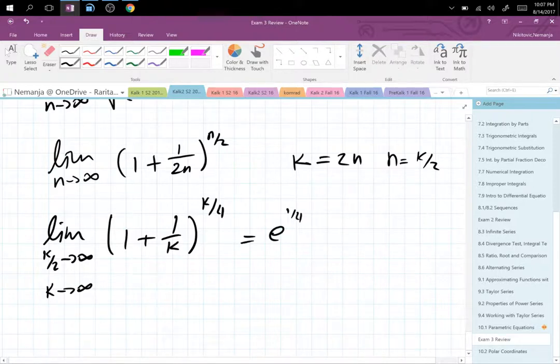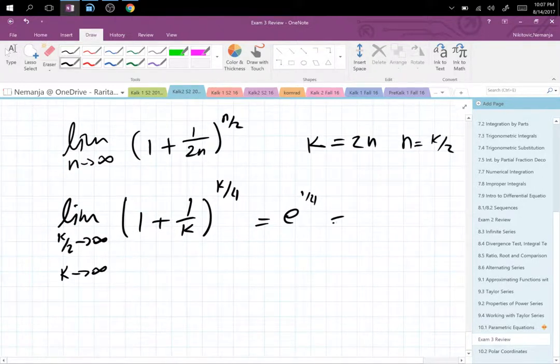Because (1 plus 1 over k) to the k is e, and then you have the 1/4 in addition over there. So it's e to the quarter, so this sequence converges to e to the 1/4, which is the 4th root of e. You can also write it as the 4th root of e, if it makes you smile. So that's what I did.